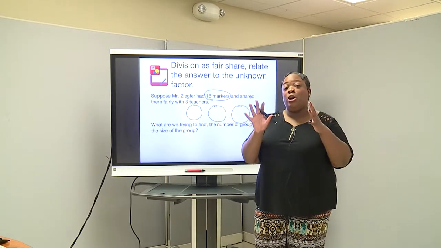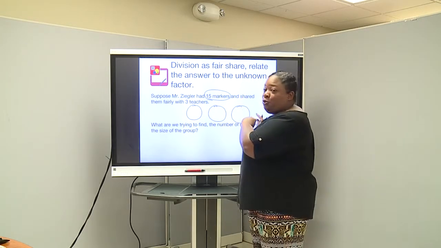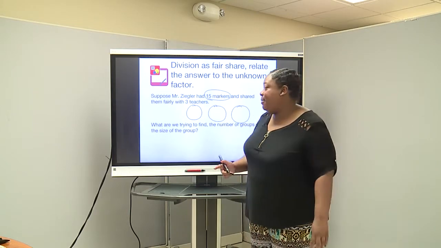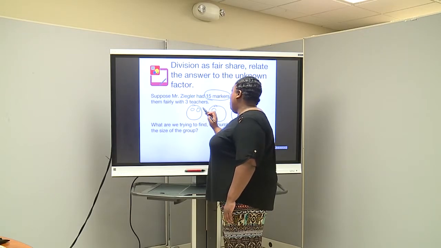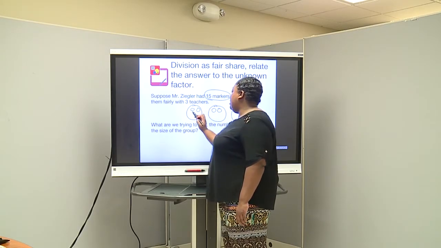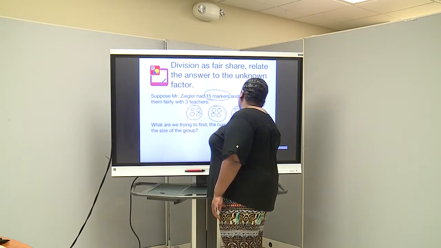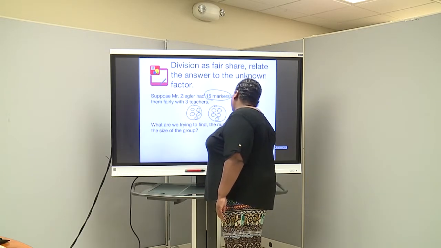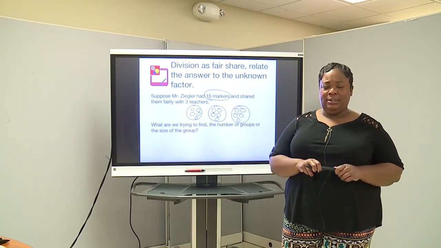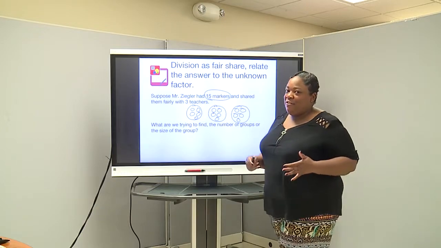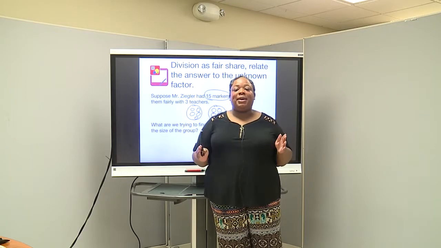So what we want to do is the fair share method, okay? What I'm going to do is give 1 to each group until I run out, okay? So let's try that. 1, 2, 3, 4, 5, 6, 7, 8, 9, 10, 11, 12, 13, 14, 15. Now, how did I know that I needed to stop at 15? That's correct, because I only had 15 markers, so I don't want to give out fewer markers and I don't want to give out more. So I knew that I needed to stop counting at 15.